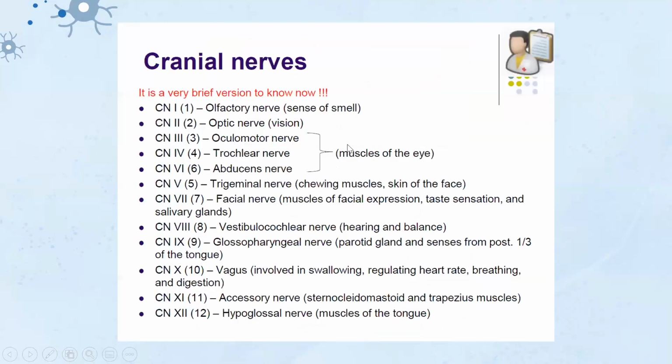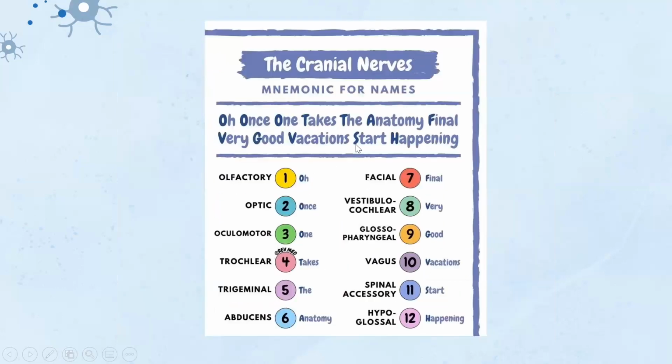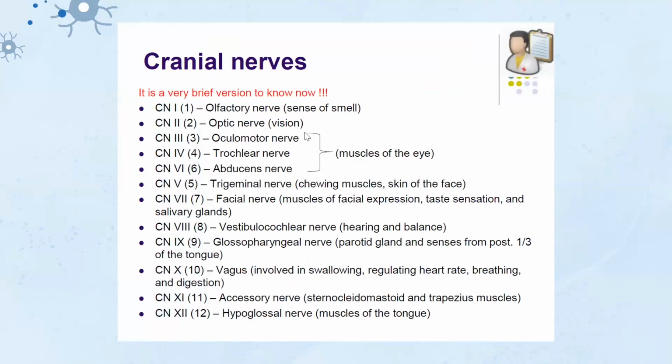Here, we said that the 11th cranial nerve is called the accessory nerve, but here it's S because it's spinal accessory nerve. It's the same thing. It's just that they put it there to make the mnemonic sound right. So what you need to know from here is just the numbers. Like 1 corresponds to olfactory, 2 optic, and their functions briefly.